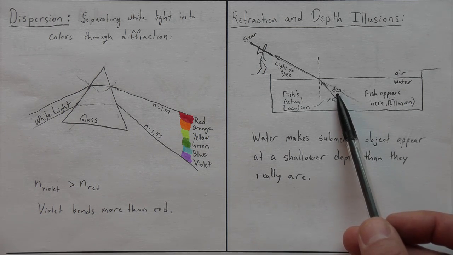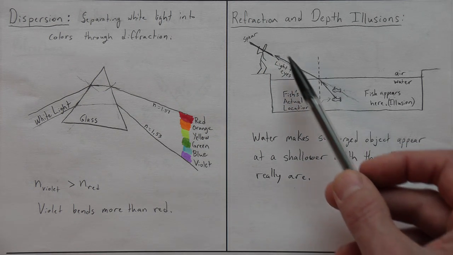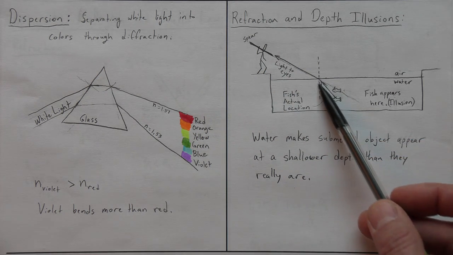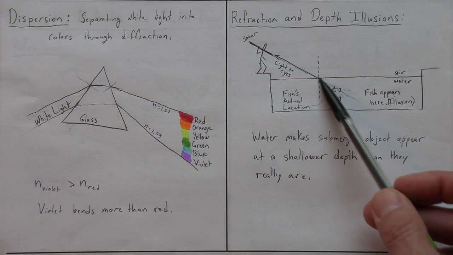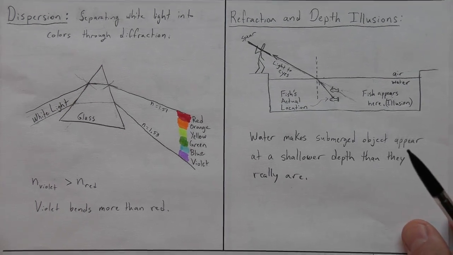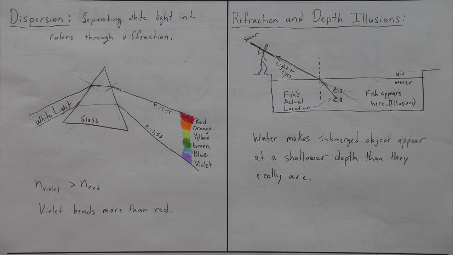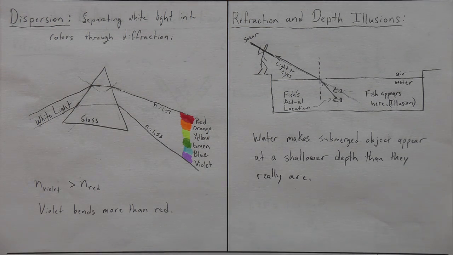The fish appears here because of the idea, how I explained, that the brain sees light or thinks of light as traveling in a straight line. So the fish appears here. The arrow will go through that point and miss the fish. So if you're hunting fish with a spear, you have to aim slightly below where the fish appears to be.